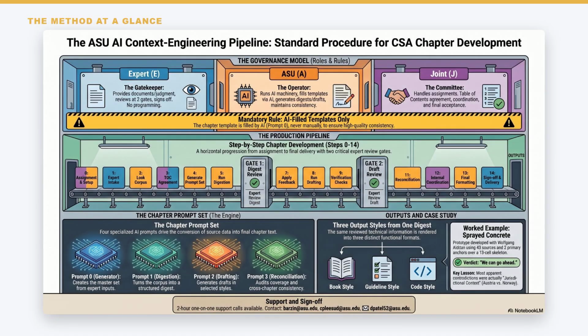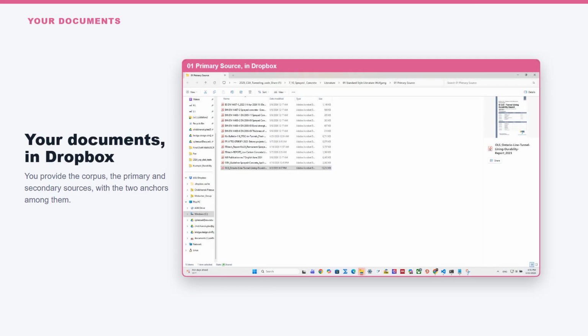Here is the whole method on one page. 3 roles, the AI-filled templates, the step-by-step flow with 2 expert gates, the 4 prompts, and 3 output styles. Now let us walk through it. It starts with your documents. You provide the corpus in Dropbox, the primary and secondary sources, with the 2 anchor standards among them.